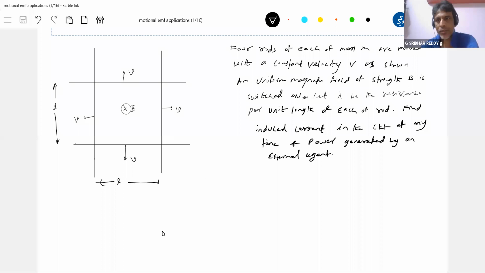You can take the question, so read it. There are four long rods, each of mass m. They are moved with a constant velocity v in the direction as shown. A uniform magnetic field of strength B exists in a plane. Let lambda be the resistance per unit length of each rod. Find the induced current in the circuit at any time t and the power generated by an external agent.